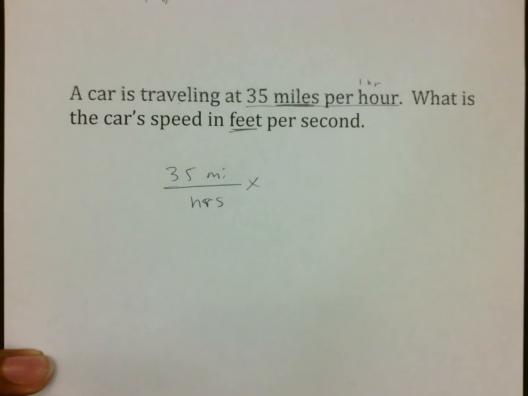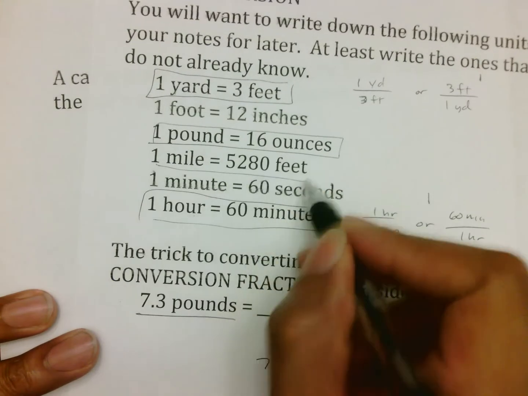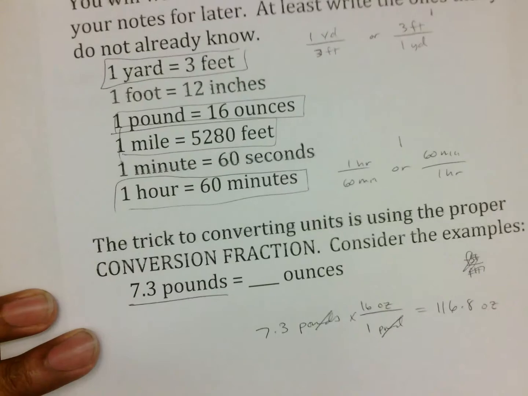Well, based off of what we wrote, the numbers that we had for miles and feet, again using our notes, is that 1 mile equals 5,280 feet.